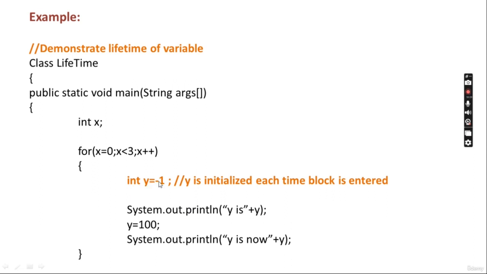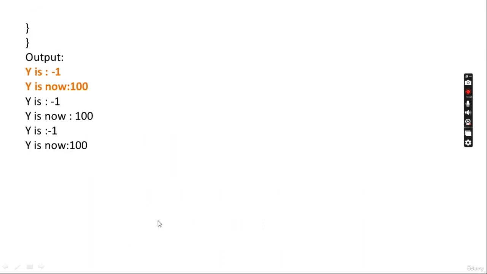So -1, it will be initialized first time, then it will be again modified to 100, y is now 100. Again after the closing brace the y is destroyed. Again the next time y will be again initialized to -1, again it will be 100. So three times the output will be: y is -1, y is now 100, y is -1, y is now 100.